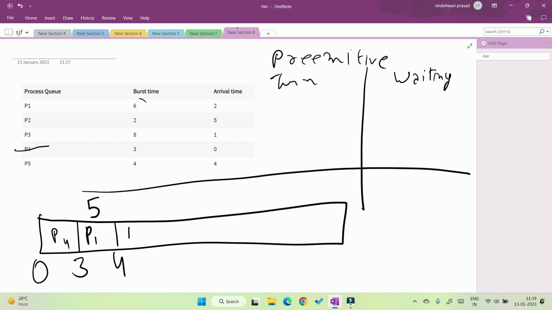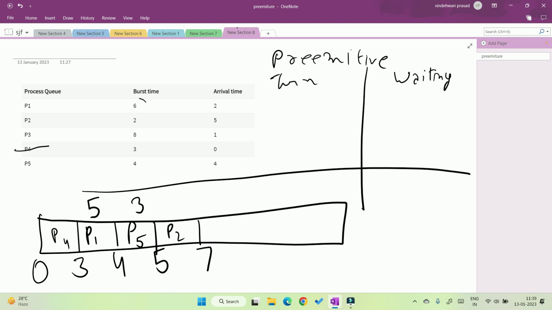Now P5 will run. For how many seconds will it run? It will also run for 1 second. Why? Because at the 5th second P2 comes, which has a less burst time than P5, so P5 runs for 1 second and the left time, 3 seconds, will wait here. Now P2 runs for how many seconds? 7 seconds. Why? Because no process comes from the 5th second to the 7th second.